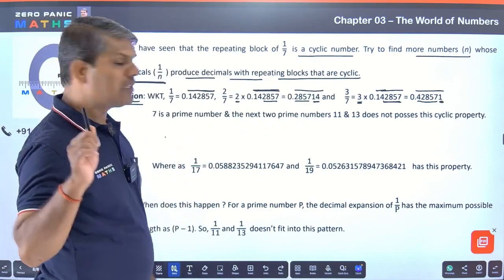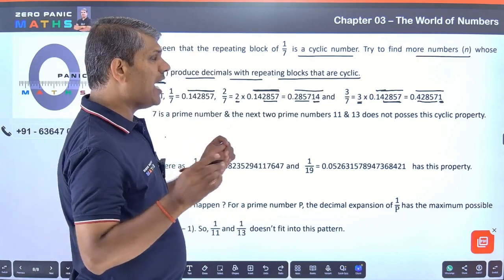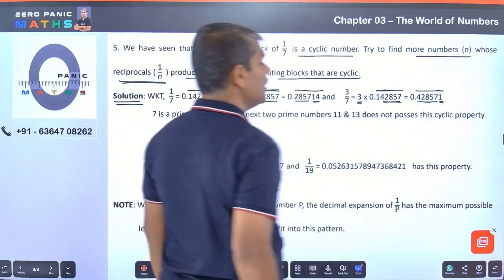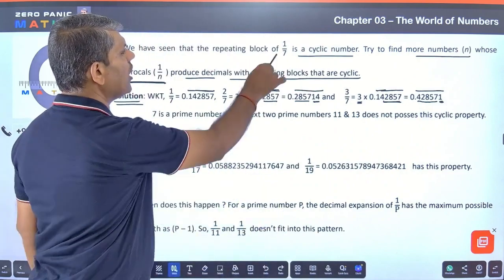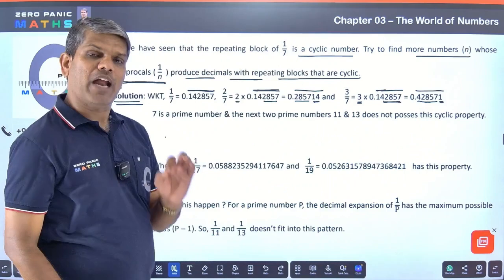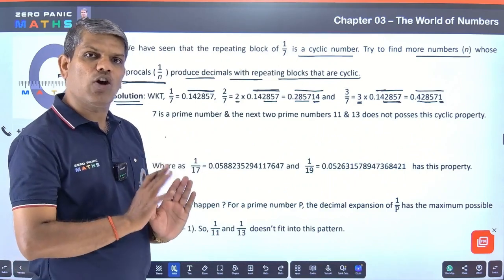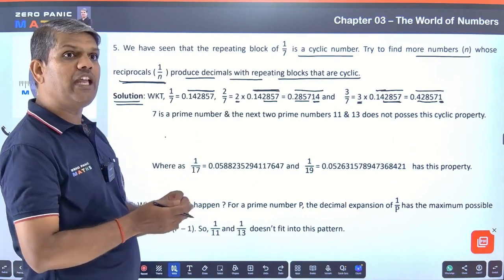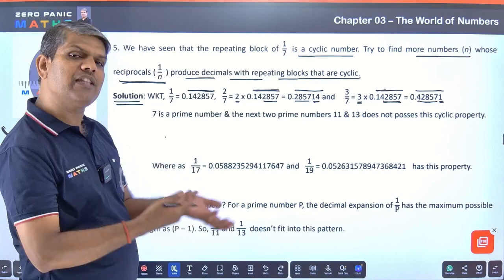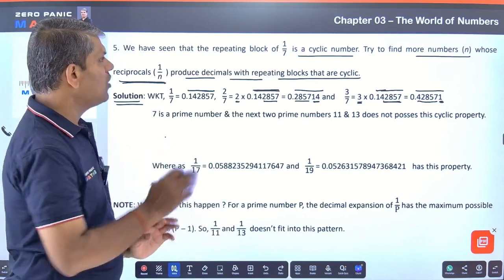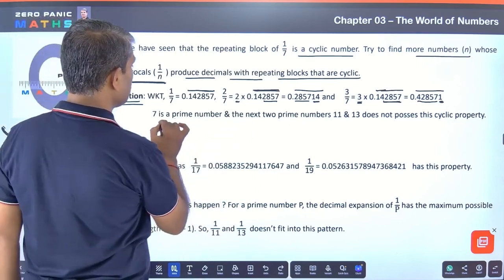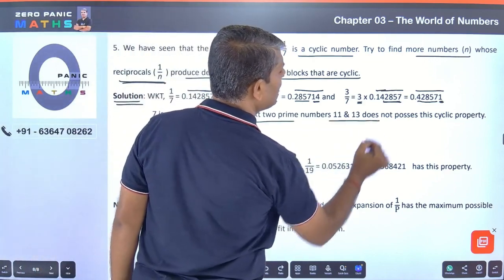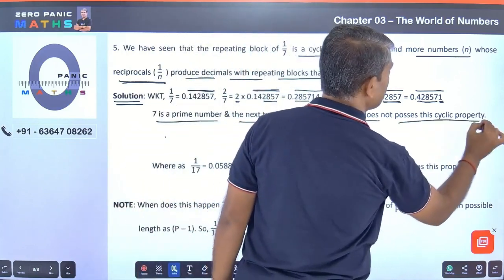Understood this? Now they are asking us to find some more n numbers. If you observe clearly, in 1 by 7, 7 is a prime number. Let us consider that as one of the important points, and consider only the prime numbers and the reciprocals of the prime numbers. What is the next prime number? 7 is a prime number. The next two prime numbers, 11 and 13, do not possess this cyclic property.